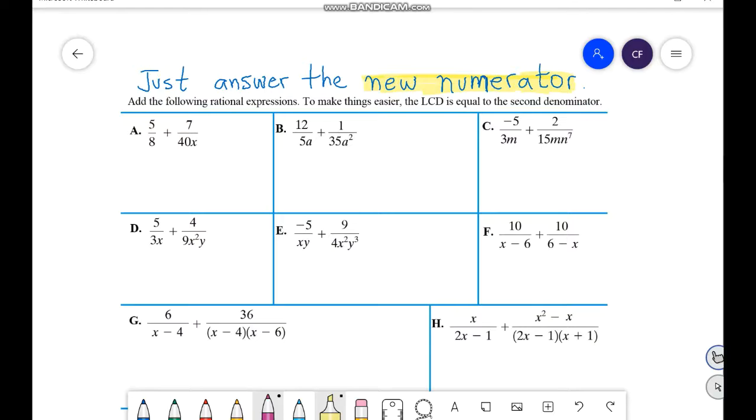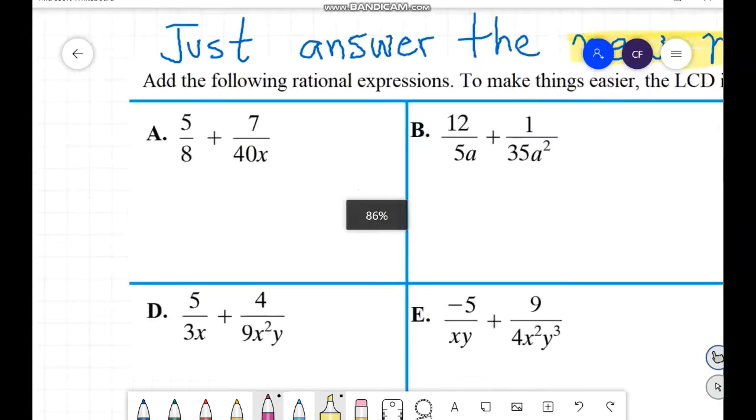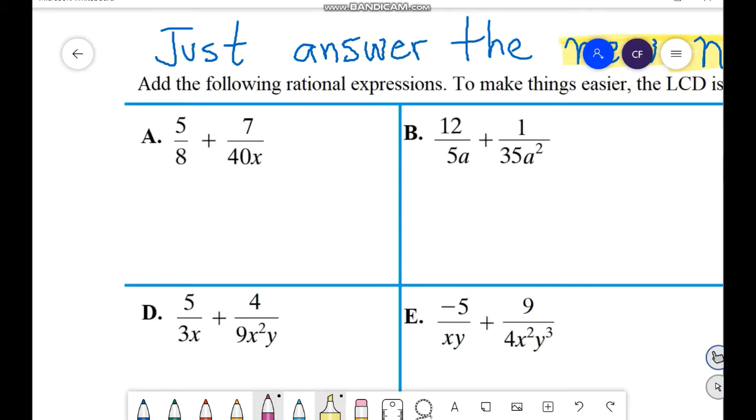Add the following rational expressions to make things easier. The least common denominator is equal to the second denominator. We are starting something slowly and easy, right? And letter A, check this out. We have 5 over 8 plus 7 over 40x. And the question says this 40x is the least common denominator. You don't need to calculate. It's given. So 40x is going to be the least common denominator.